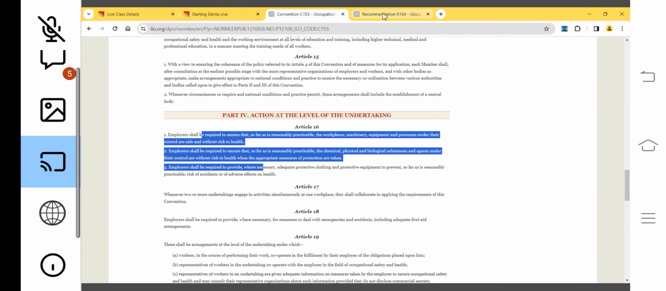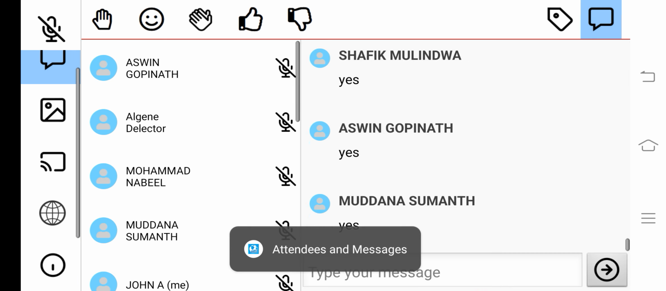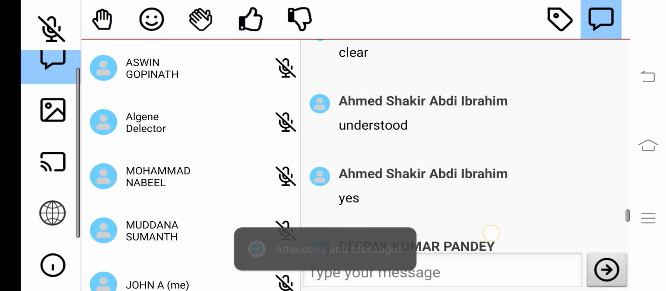Recommendation in order to provide the safe place of work, safe plant and equipment, safe substances.